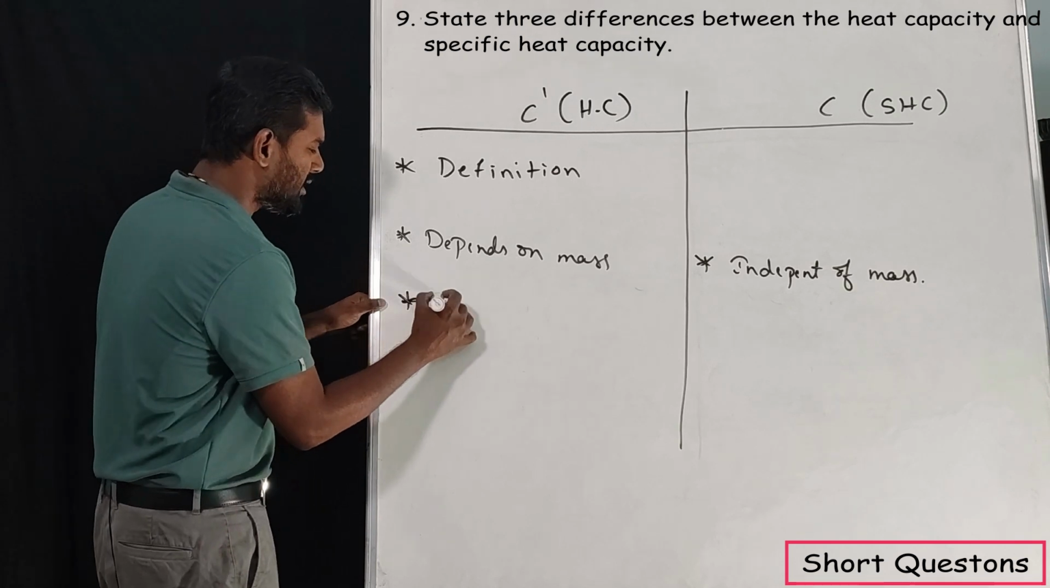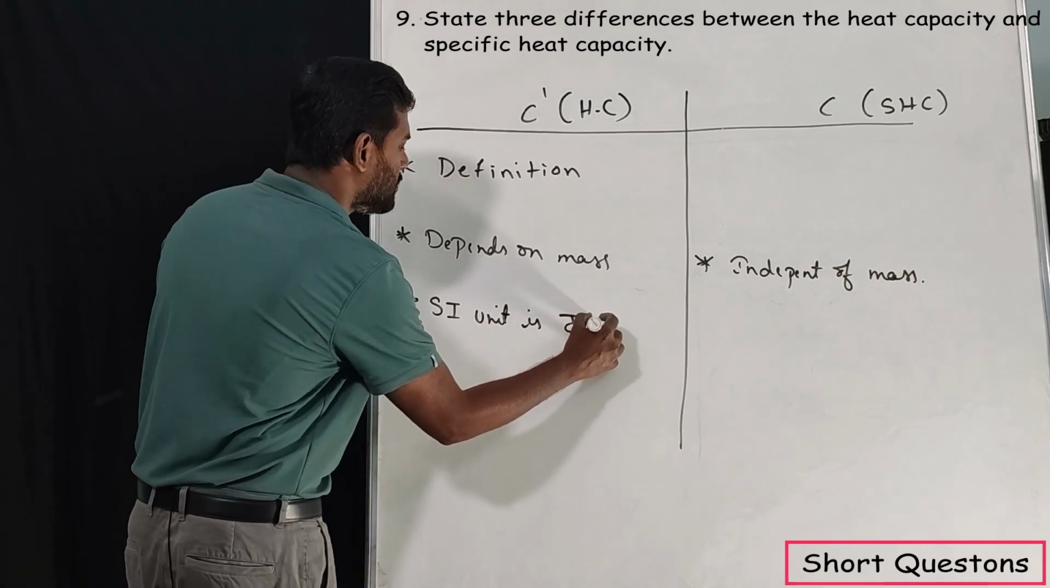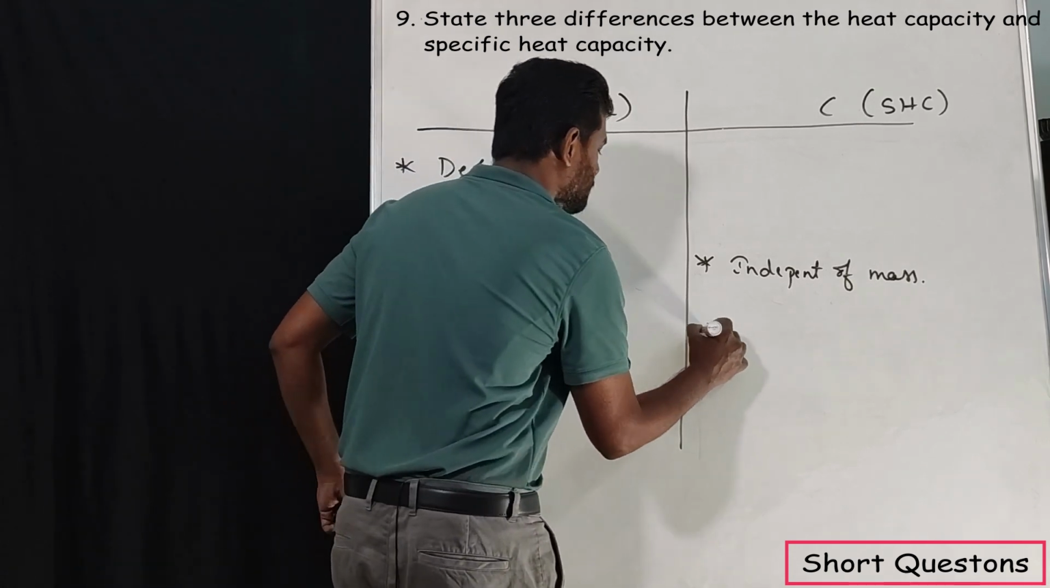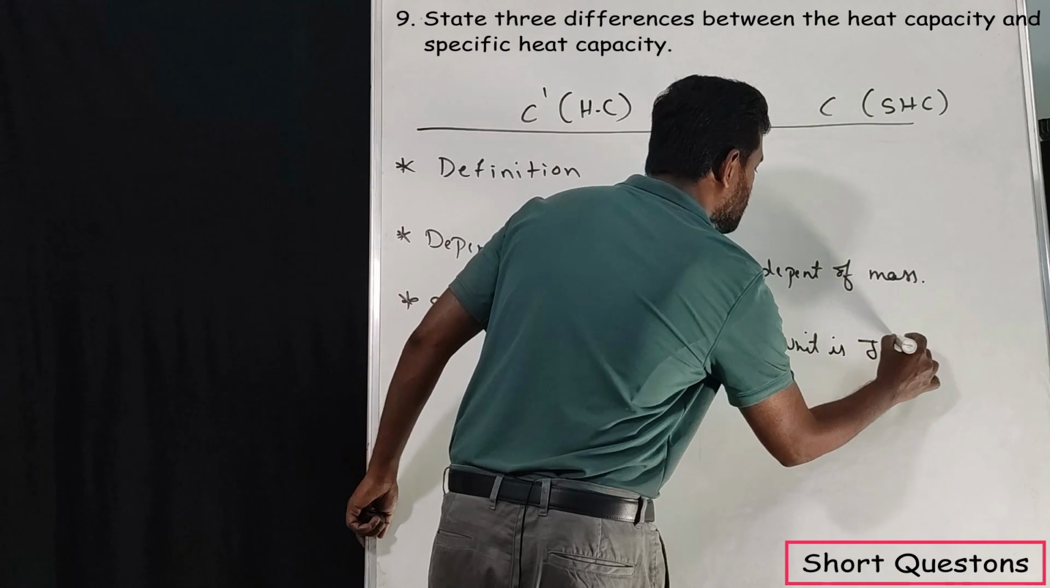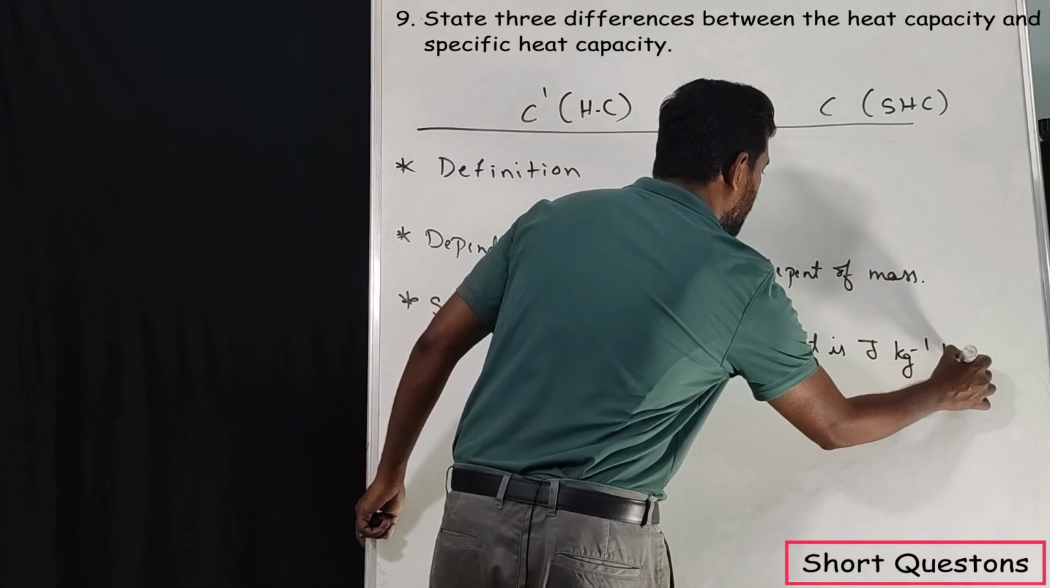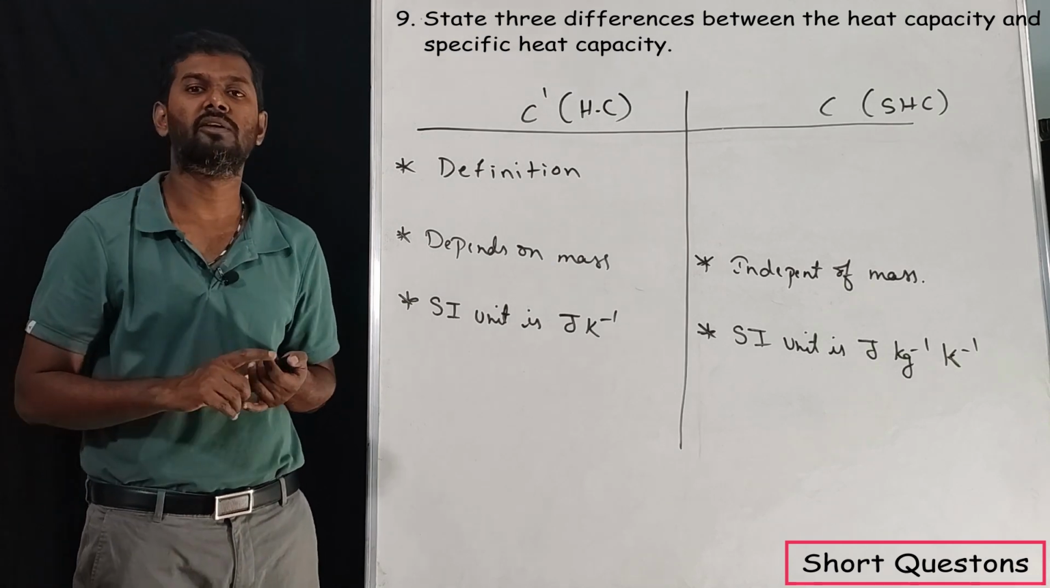Next, go for SI unit. For heat capacity the SI unit is joules per Kelvin. For specific heat capacity the SI unit is joules per kg per Kelvin, that's it. So these are the three differences.